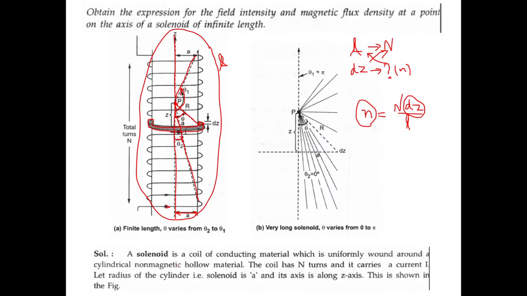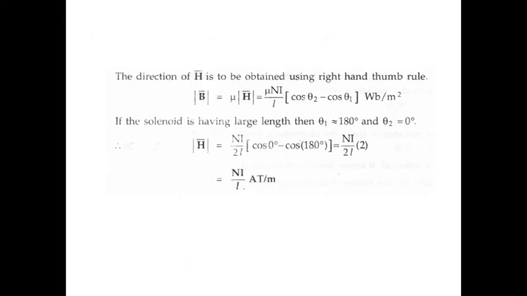Now what happens if the length of the solenoid increases? If I drag this to the top, what happens to this alpha 1? It will keep on decreasing. So alpha 1 will be taken as 180 degrees. And down, if I keep on increasing, this alpha 2 will become 0 degrees, right? I mean that is theta 2. Theta 1 will be 180, theta 2 will be 0. So if I substitute that here, that will become the case for infinite length. So theta 1 is 180 and theta 2 is 0 degrees, right?